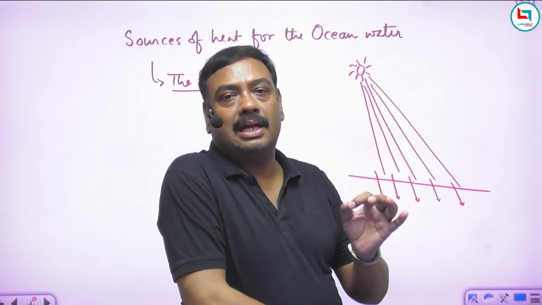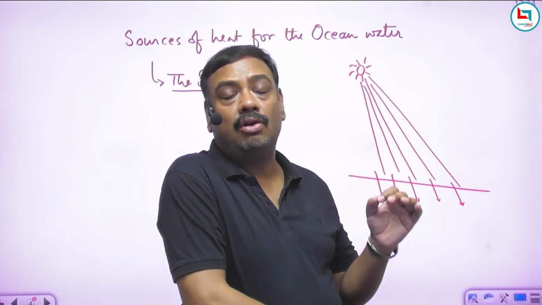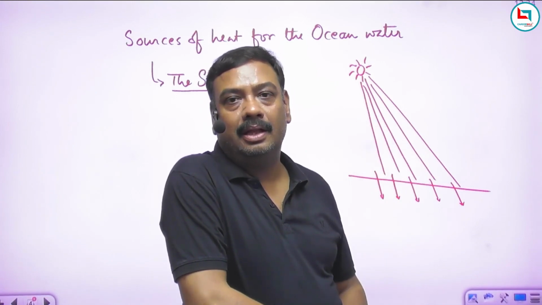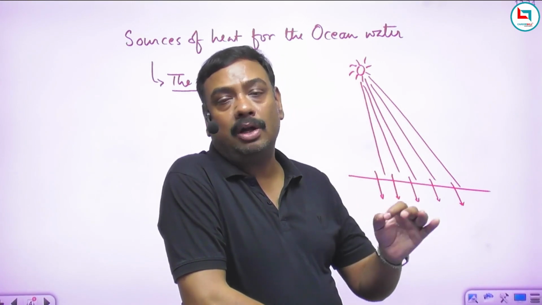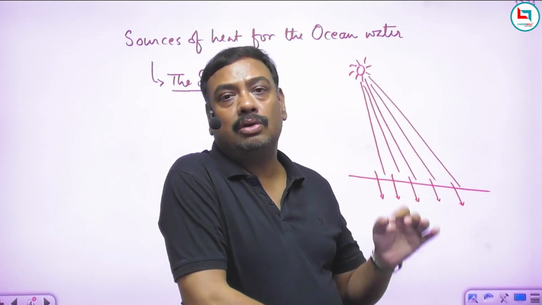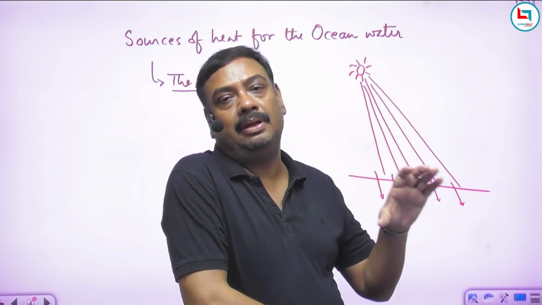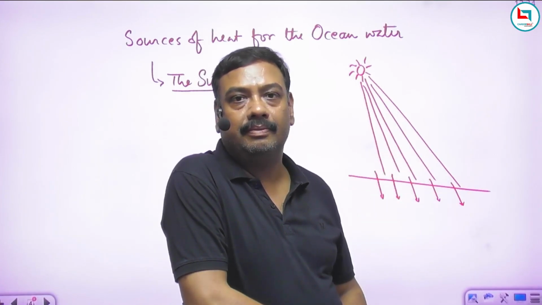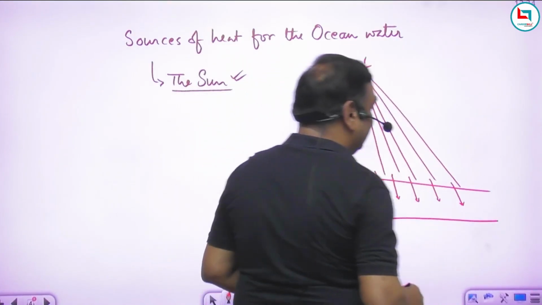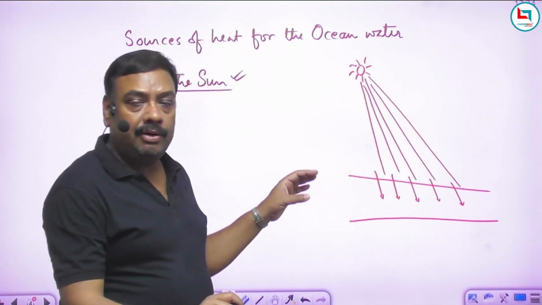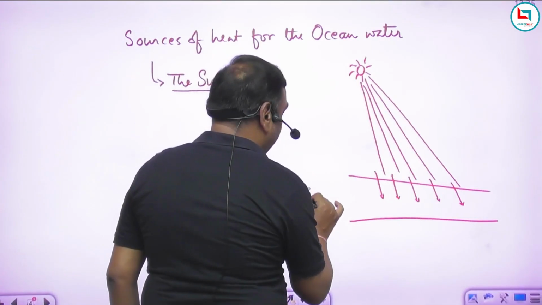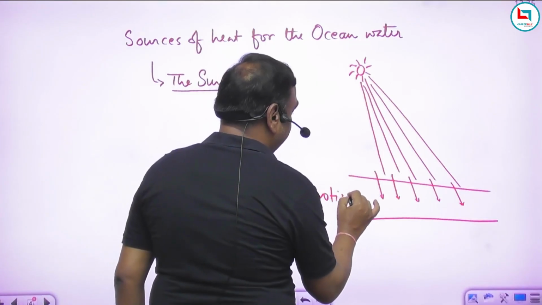One thing you must consider here is that these radiations are not able to reach the bottom of the ocean water. They are able to cover only a limited depth in the ocean water. And so the zone in the ocean water which gets heated up by the penetration of these radiations is called the photic zone.